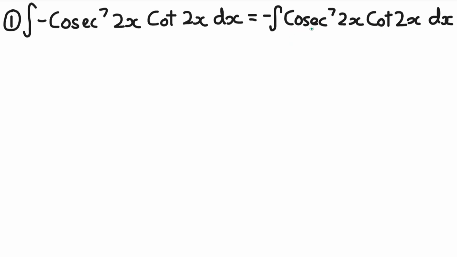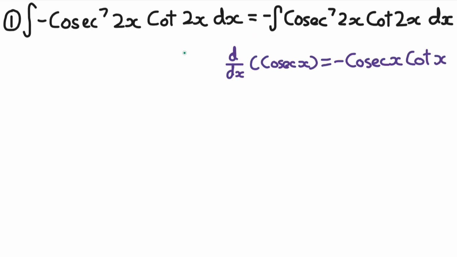Firstly, if there's a power or a fraction present, and we can see we have this power of 7 here, so that's the first clue satisfied. And then the second clue is if the other function is the function inside the power differentiated. So the power is 7, so the function inside the power of 7 is this cosec of 2x.